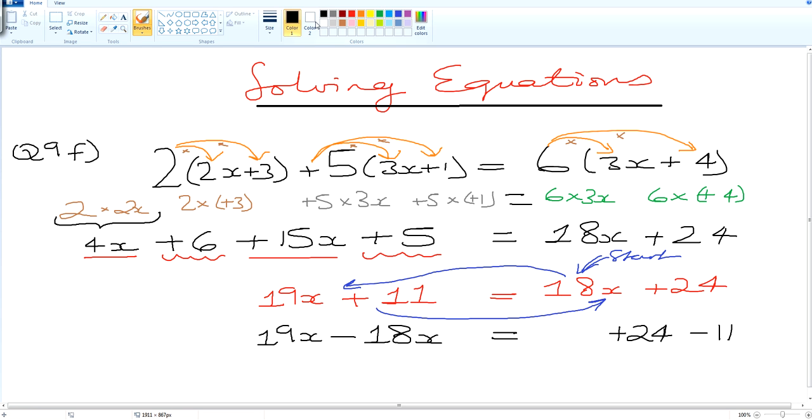Now 19x minus 18x will give us a nice and juicy, simple x. 24 take away 11 will give us 13. Okay. That will give us our answer. And that's the end of that long question. It's a small video.